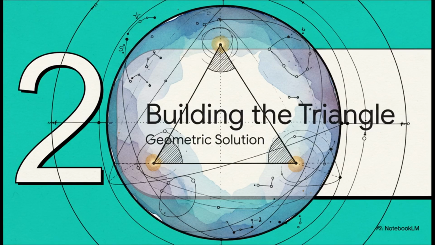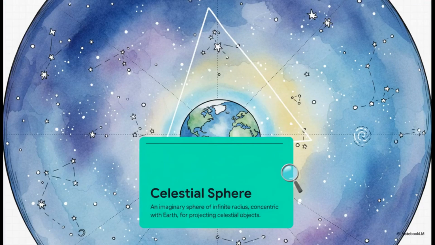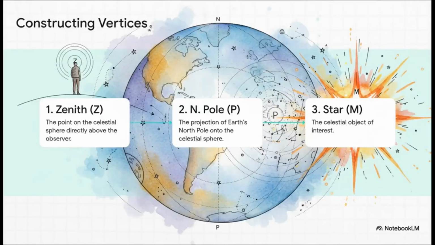Okay, before we can build this triangle, we have to visualize our workspace. I want you to imagine a gigantic imaginary sphere surrounding the Earth. The Earth is at the very center, and all the stars, planets, everything are projected onto the inner surface of this sphere. This is the celestial sphere. It's on this grand stage that our geometry will unfold. Every triangle needs 3 points, 3 vertices. For the parallactic triangle, these are very specific and very important.